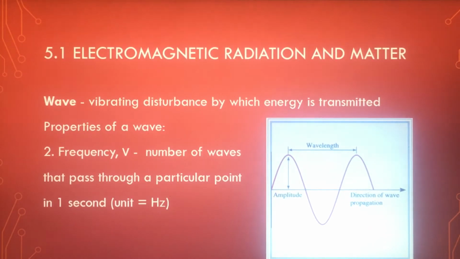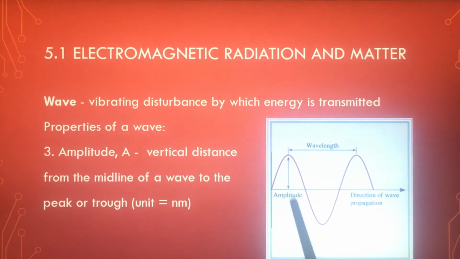The last is the amplitude. Amplitude, or capital letter A, is the vertical distance from the midline of the wave to the peak, or from the midline of the wave to the trough. The unit for that, since it is a measure of length, is also nanometers, since it is also very small compared with the wavelengths.